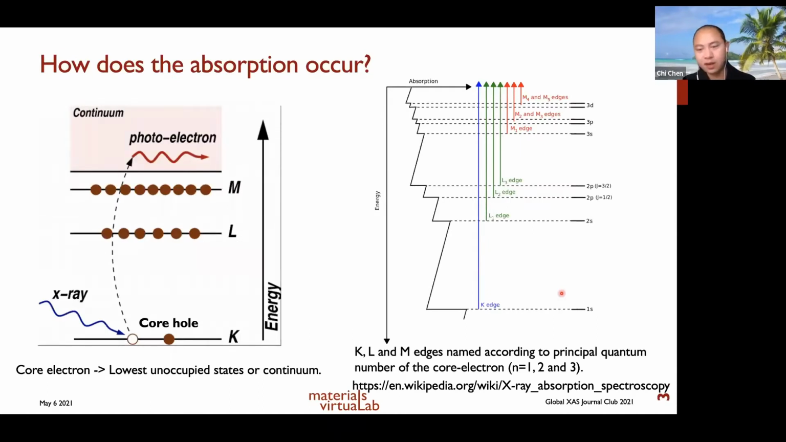So the first slides will introduce how the absorption occurs. Basically, when you have an X-ray, the X-ray will interact with the core electron of the elements, and such an electron will be excited to the lowest unoccupied states or continuum. So when you measure the outgoing X-ray from the sample, you will see a decline in the intensity. The difference is represented by the X-ray absorption. And depending on the principal quantum number of the core electron that takes the energy, we will label the absorption edge as the K edge, L edge, or M edge.